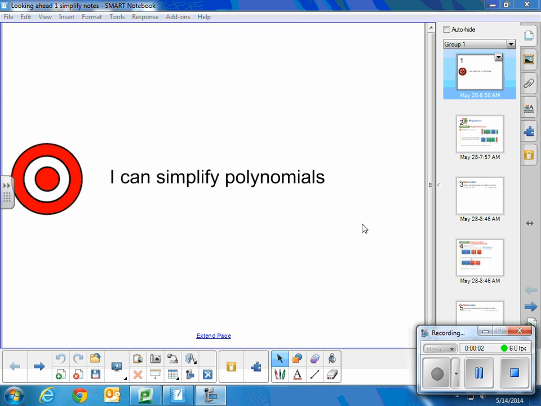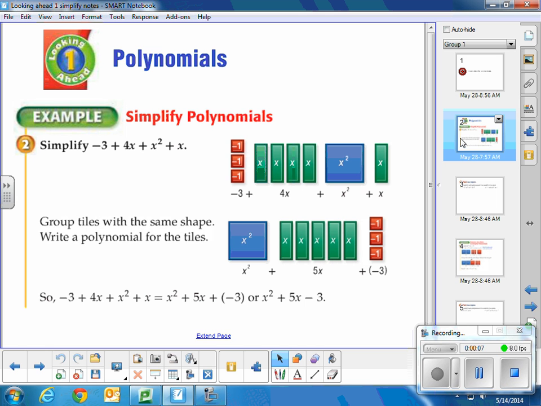In today's lesson, you are going to simplify polynomials. The first example of negative 3 plus 4x plus x squared plus x is illustrated over on the right here by using algebra tiles. Here's the negative 3, the 4x's, the x squared, and the x.